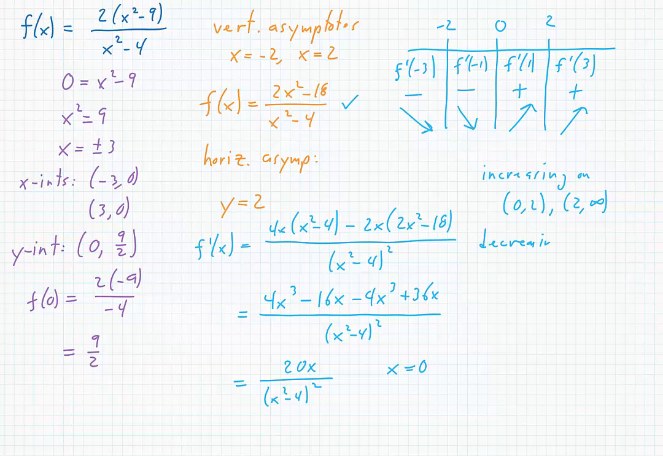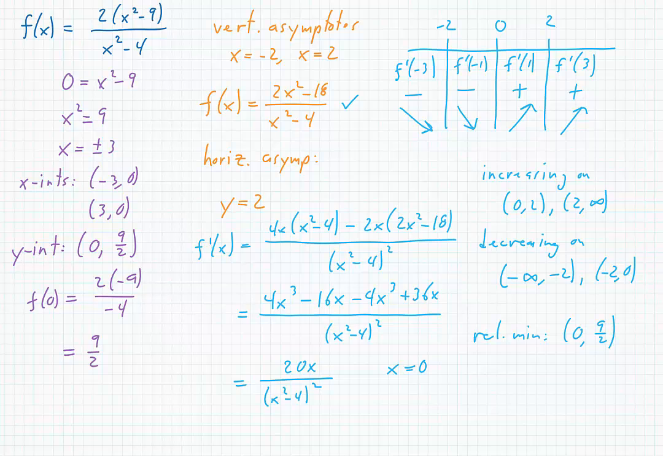It is decreasing on the intervals negative infinity to negative 2 and negative 2 to 0. And it looks like we should have a relative minimum at the point (0, 9/2), that is at our y-intercept. 0 is in the domain of the original function. We've already found the value for the y-intercept, and we see a change in increasing, decreasing behavior in this case from decreasing to increasing, which implies a relative minimum.